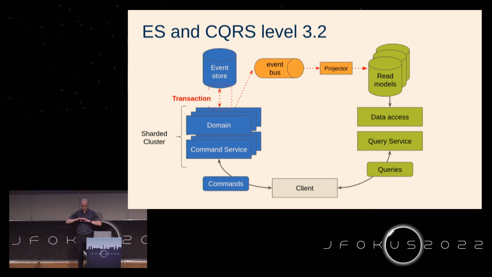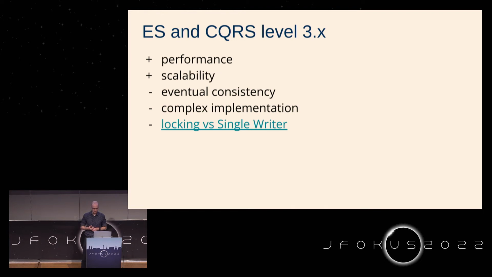And here is our final turbo uber scaling event sourcing architecture. Please do not start with something like this. Most likely you don't need it. The idea was to show you the ultimate goal, and now your job is to find the level which suits your needs the best. So, summary: performance and scalability really high. Eventual consistency, complex implementation, I will not lie. And if you want to read more about this locking versus single writer principle, just follow the link from the slide. It's one of my favorite articles about event sourcing related stuff.